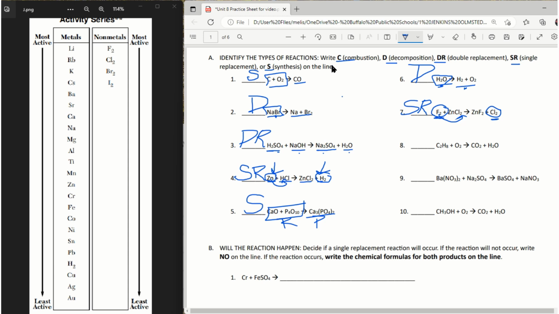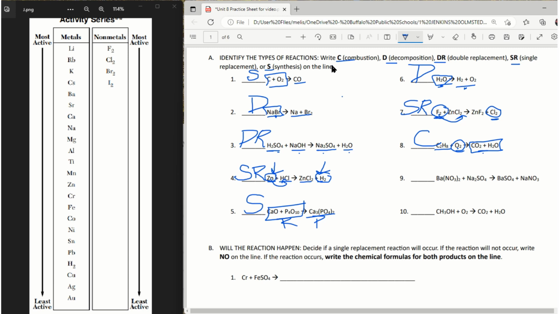What is happening here? Well, here's the key. Look at these products, carbon dioxide and water. That should be a red flag. And look at this. It used oxygen to get there. Took a hydrocarbon, added oxygen, and made carbon dioxide and water. That is combustion.